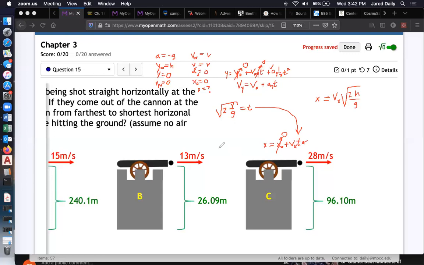So this is a classic example of using kinematic equations to create a formula symbolically, and then you just plug it in again and again and again to get your answers. Any questions about what we did there?